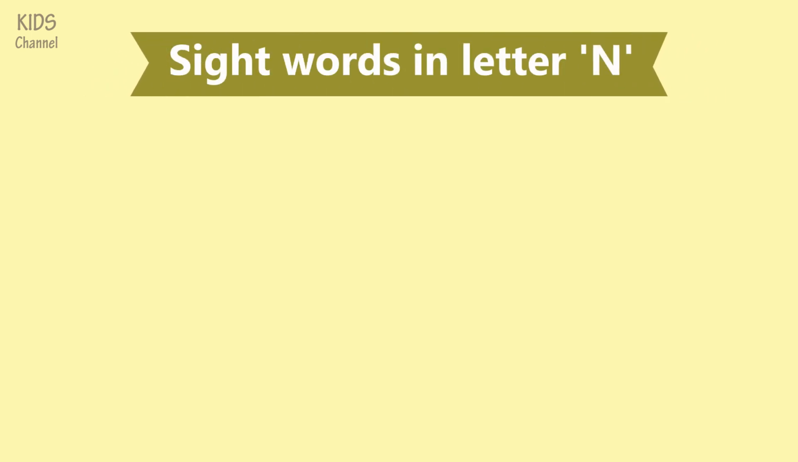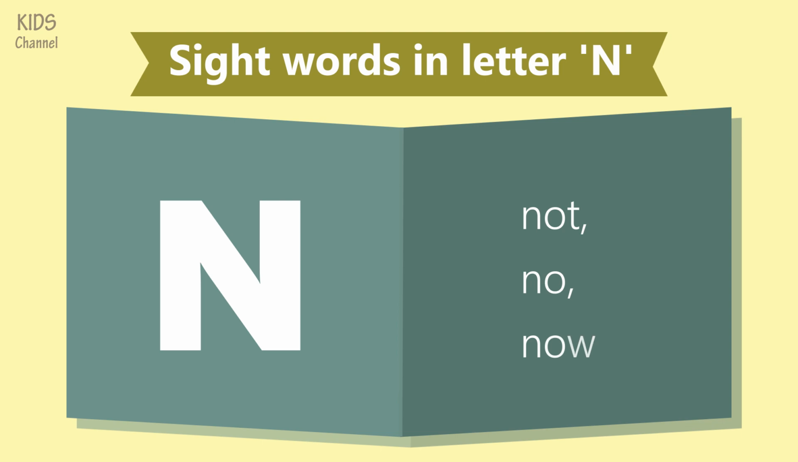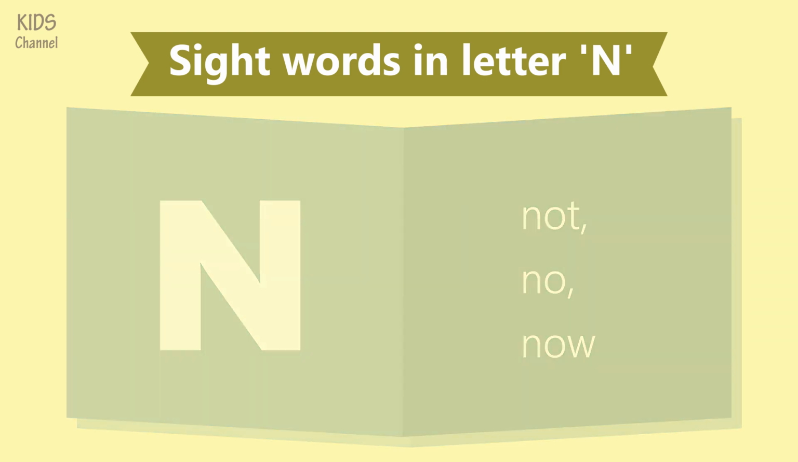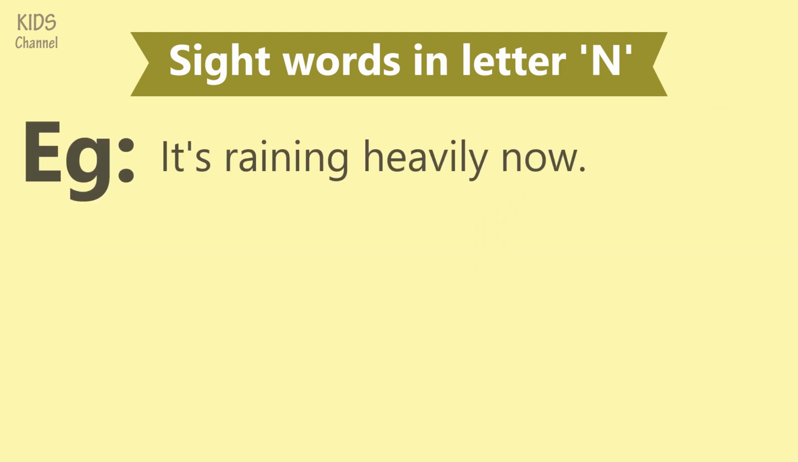Sight word in letter N. Not, no, now. With few examples, we'll identify the sight word in letter N. Example 1. It's raining heavily now. Here, now is a sight word in letter N.